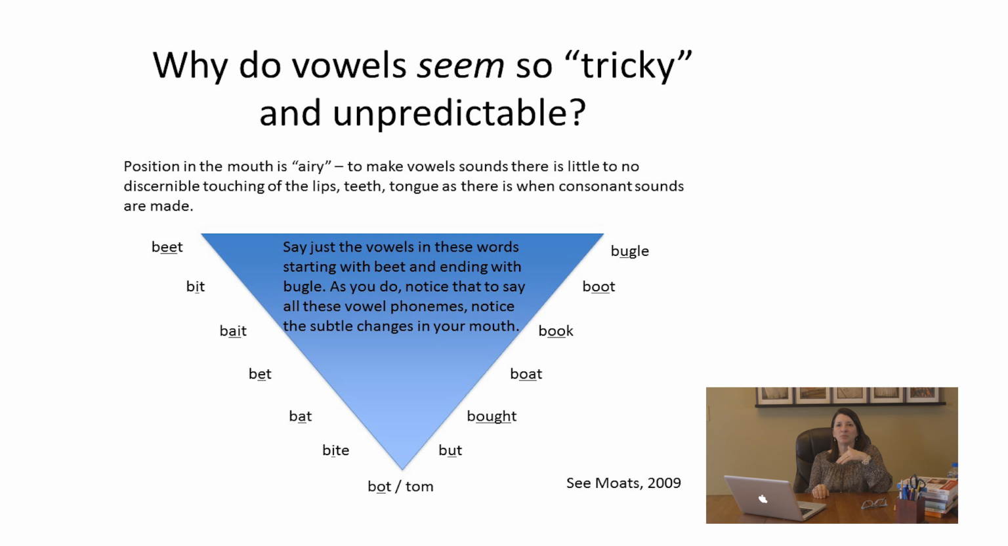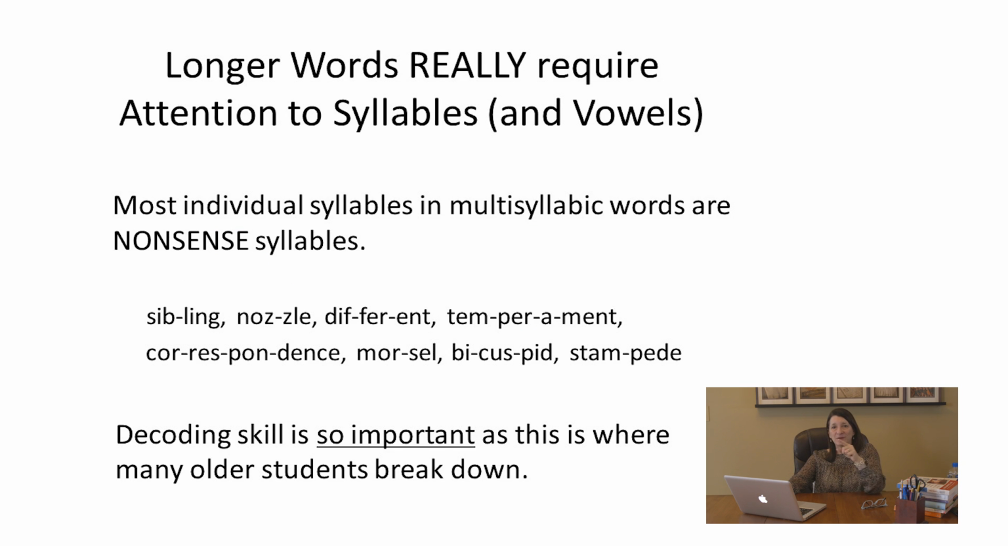So starting at the top left of this triangle shape, say just the vowel sounds of the words and work down and then back up again. Notice there is just the tiniest subtle change in your mouth with each progression. Actually, I'll do it with you. E, I, A, I, A, O, U, U. So there you go. If you look at the multisyllabic words on this slide, you'll see that none of those syllables are real words. None of them.